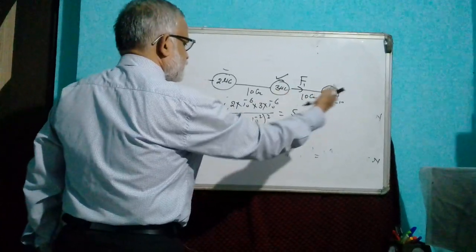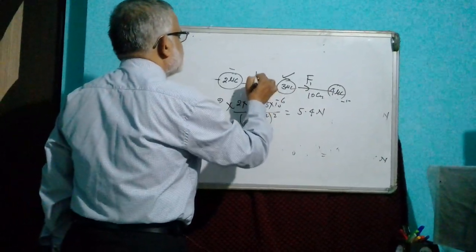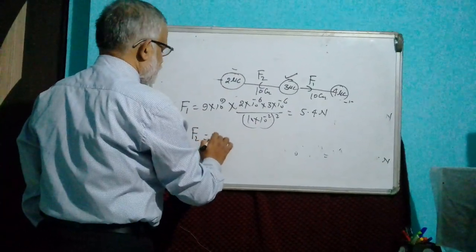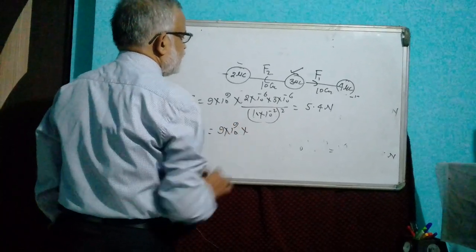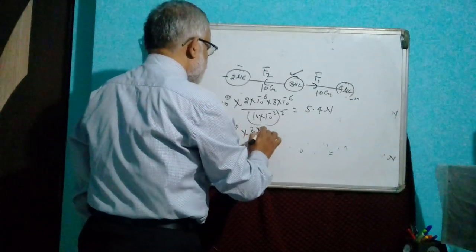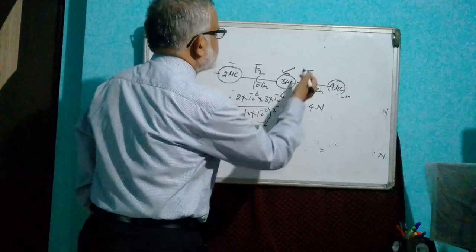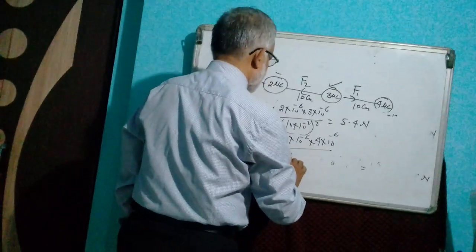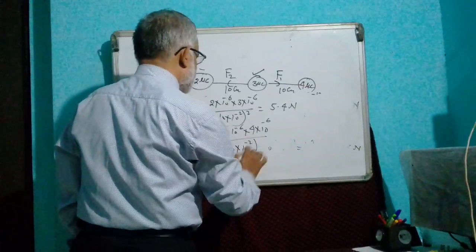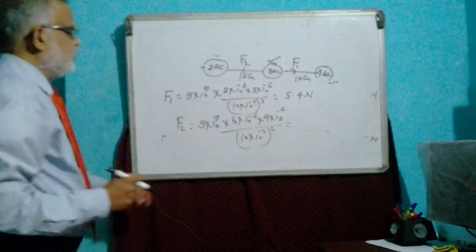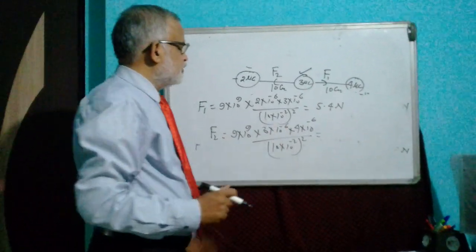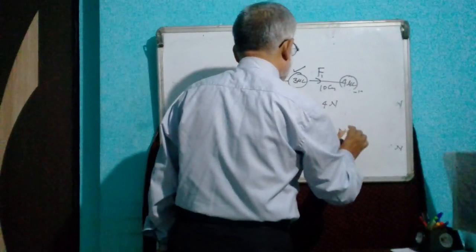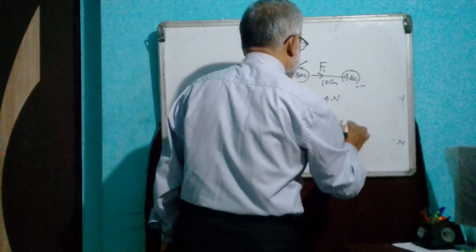The electrostatic force applied by the 4 microcoulomb charge on the 3 microcoulomb charge: the 4 microcoulomb charge repels the 3 microcoulomb charge in this direction. Therefore, F2 equals 9 into 10 power 9, 3 into 10 power minus 6, 4 into 10 power minus 6, upon 10 into 10 power minus 2 whole square. 9 times 3 is 27, times 4 is 108. Solving this, we get 10.8 Newton.